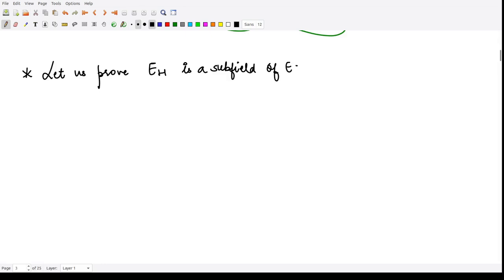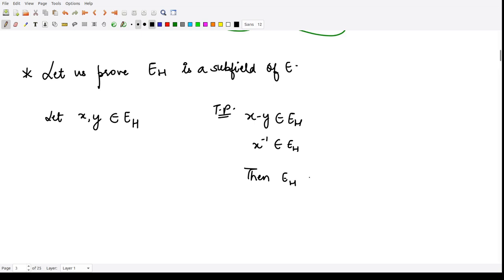So next let us prove that this E of H is a subfield of the field extension E. For that, let x and y belong to E of H. Then we would prove that the element x minus y also belongs to E of H, and the element x inverse also belongs to E of H. If these two properties are proved, then E of H becomes a subfield. And we'll also prove that xy belongs to E of H.